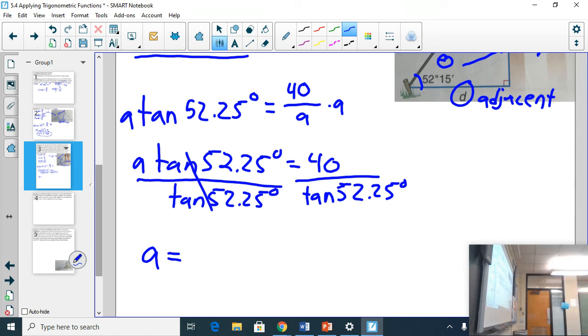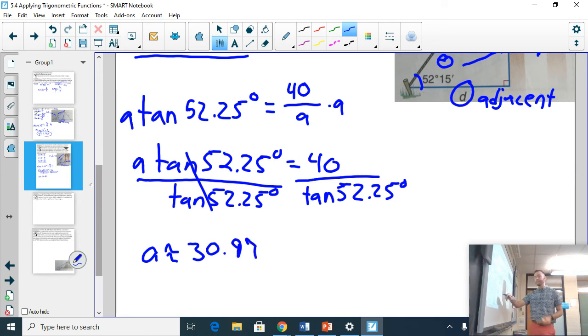Let me get my calculator real quick. So let's do the tangent of 52.25 degrees. And then I'm going to do 40 divided by that number. And that is going to get me that A. And then I shouldn't really put equals. I should put that A is about 30.97.